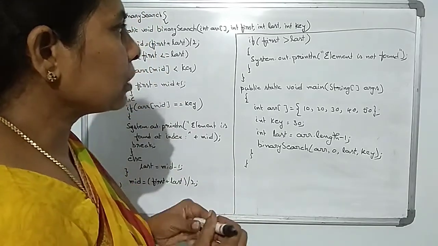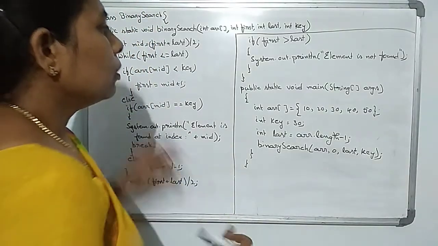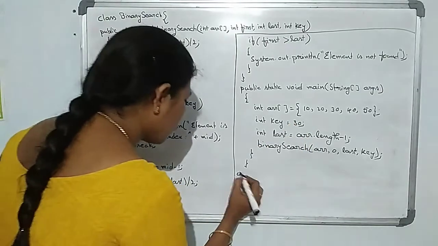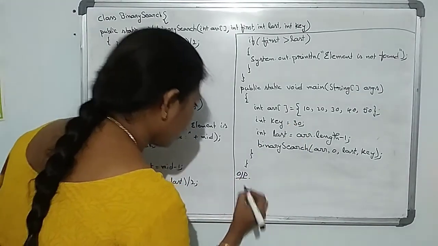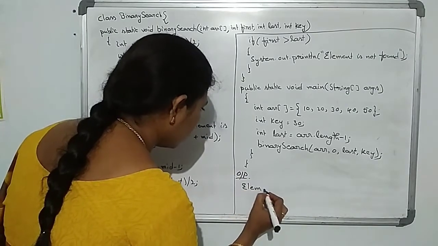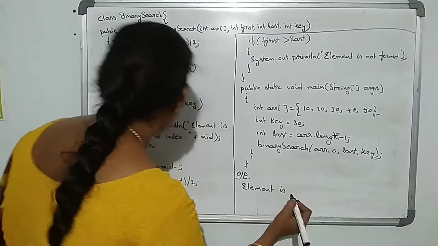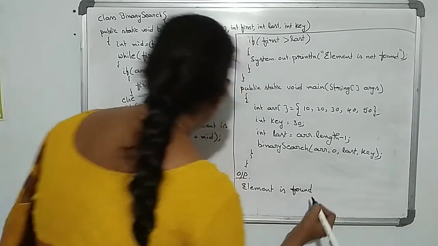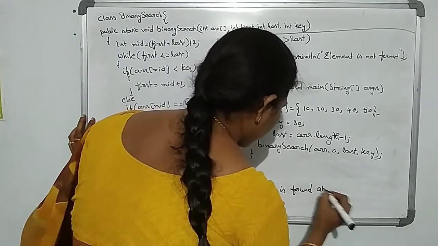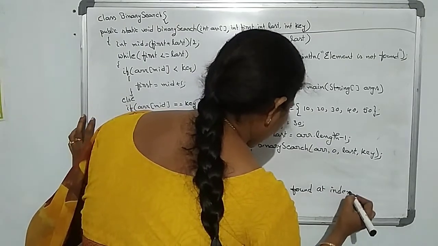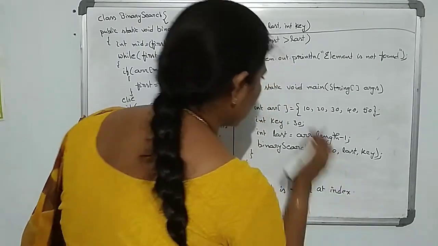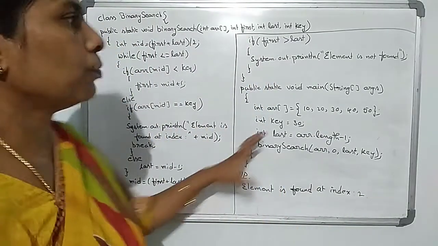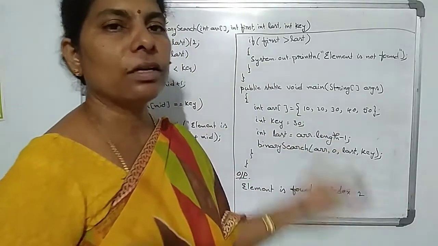If you apply this, we are taking the key value 30, and 30 is found. The output is: element is found at index, so 0, 1, 2. So this is the output of this program. So this is the binary search algorithm.